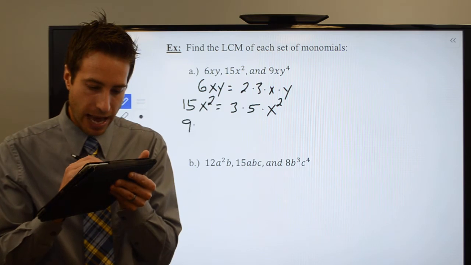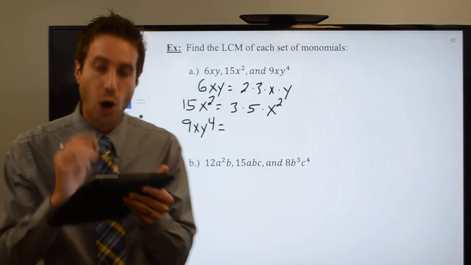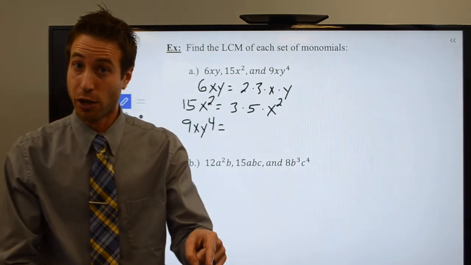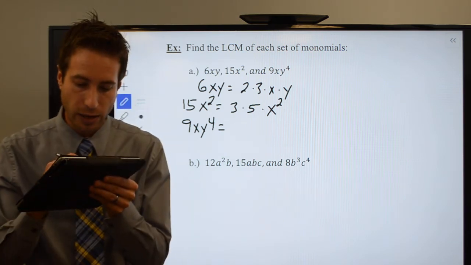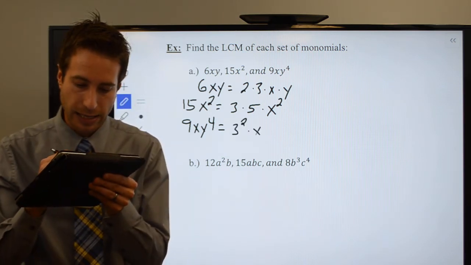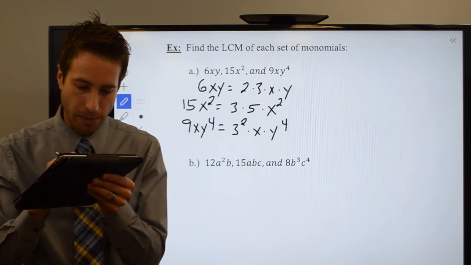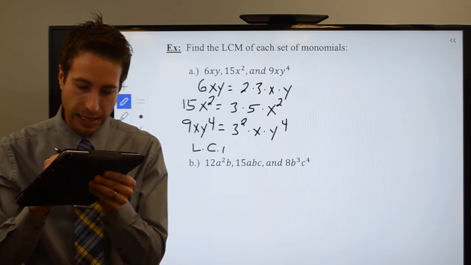9xy to the 4th. Well, 9 is 3 times 3. 3, of course, is prime, but there's 2 of them, so that'll be a 3 squared times x times y to the 4th.